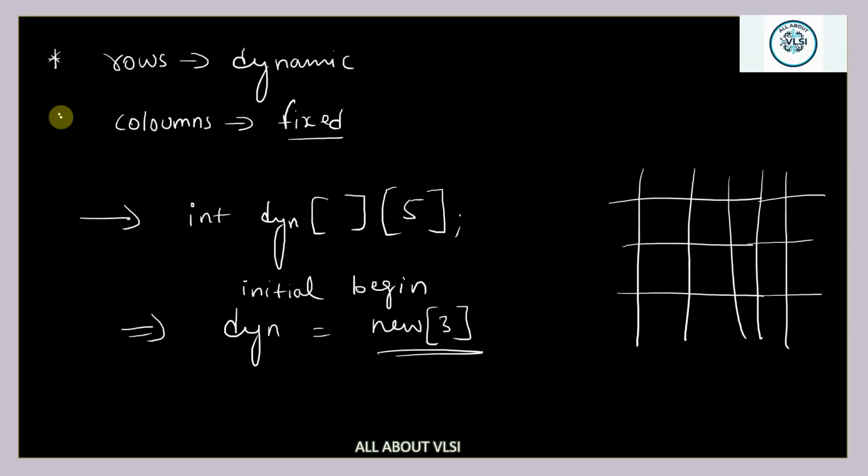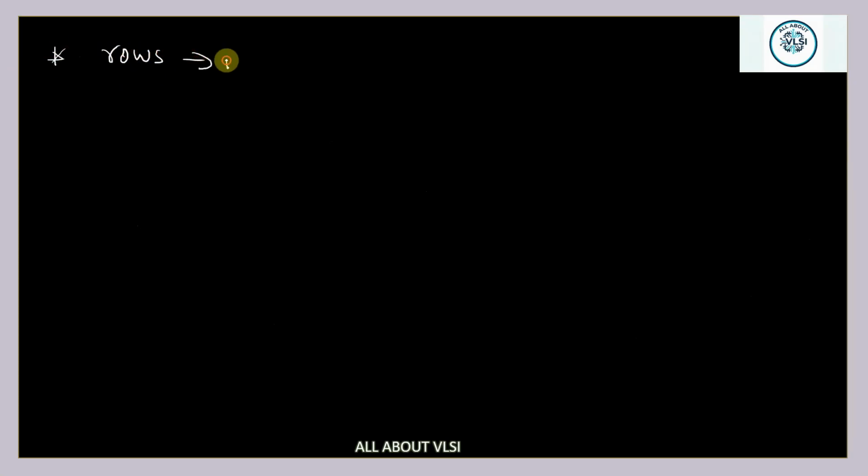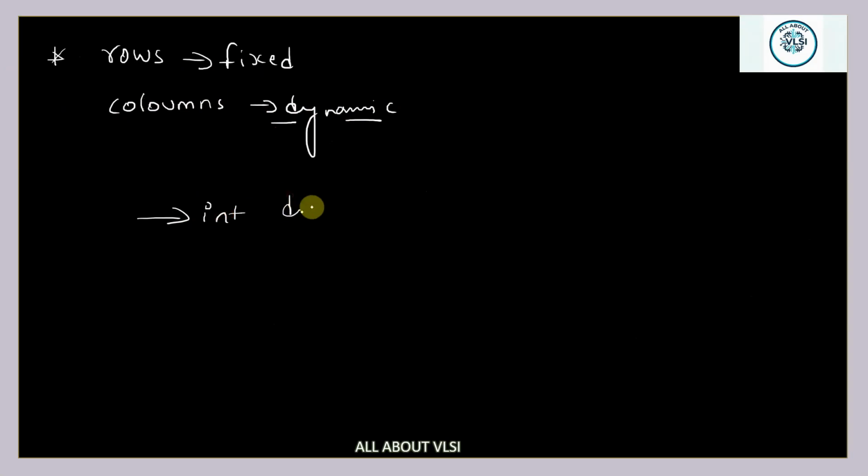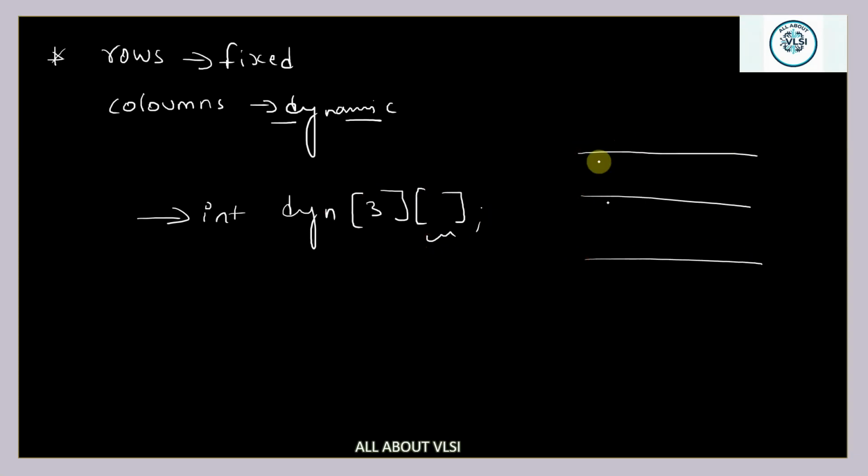Now the case two, let us see. So here rows are dynamic and columns are fixed, right? So let us see the second case where your rows are fixed. You have a fixed number of rows and the columns are dynamic. You can create different columns. Okay. For example, int dyn[3][] where I've left the column space empty. So how is it going to look? 3 rows you are going to have, and in each row, how many columns you are going to have, that you haven't decided yet. Okay. So within an initial block, you can have it.